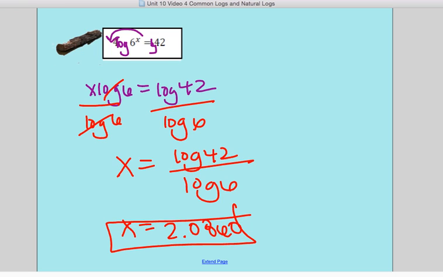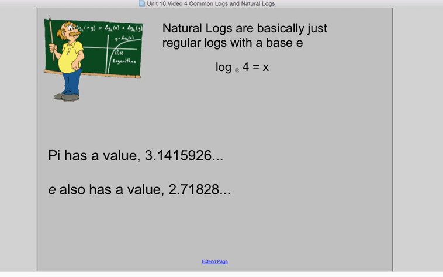All right, so those are base 10 logs. Then what we need to do is talk about natural logs. Natural logs are basically just regular logs with base e. So they have log base e. E is a special number. It's like pi, okay? It has a value of 2.71828.